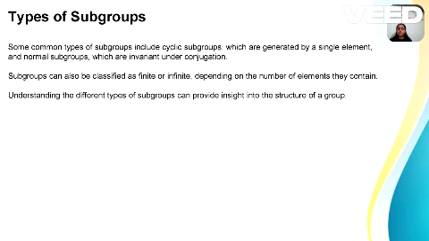Subgroups can be proper, not equal to the whole group, or improper, equal to the whole group. Types of subgroups: some common types include cyclic subgroups, which are generated by a single element, and normal subgroups, which are invariant under conjugation. Subgroups can be classified as finite or infinite depending on the number of elements they contain. Understanding the different types of subgroups can provide insight into the structure of a group.